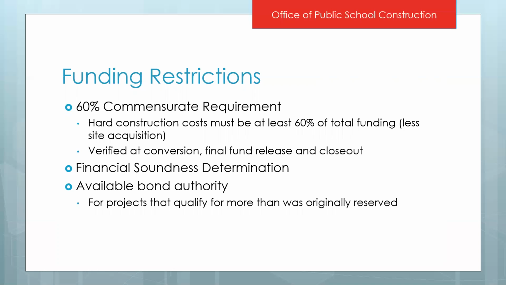You could also be restricted for the amount of funding you receive due to your financial soundness determination. If you qualify for, let's say, a $10 million project but can only be found financially sound for $8 million, that's all we'll be able to fund you. Also, based on the available bond authority, if you qualify for a higher total project cost than what we originally reserved for you, and we don't have the available bond authority to fund beyond your original reservation, then you'll be capped at either what we have or that original reservation.